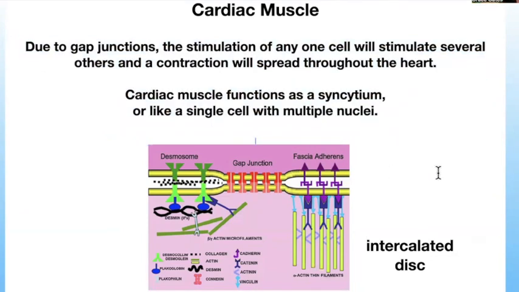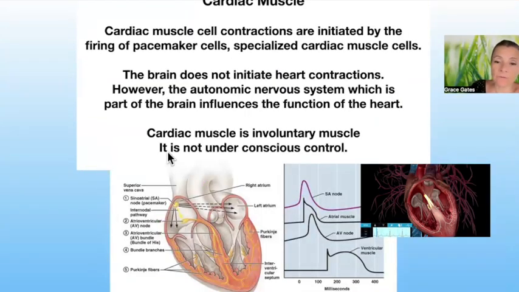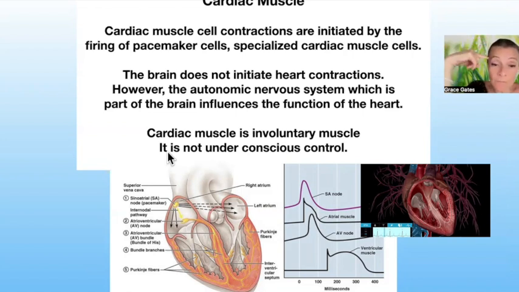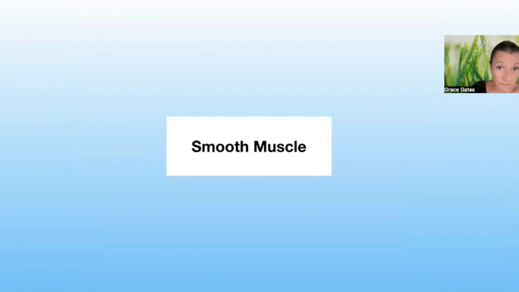Because of this, cardiac muscle functions as a syncytium, or like a single cell with multiple nuclei, which is what a syncytium is. Cardiac muscle cell contractions are initiated by the firing of pacemaker cells, which are specialized cardiac muscle cells. The brain does not initiate the heart contractions. However, the autonomic nervous system, which is part of the brain, influences the function of the heart. So cardiac muscle is involuntary muscle that is not under conscious control, but can be influenced by parts of the brain that deal with emotion. If you get scared, your heart beats fast, for example.